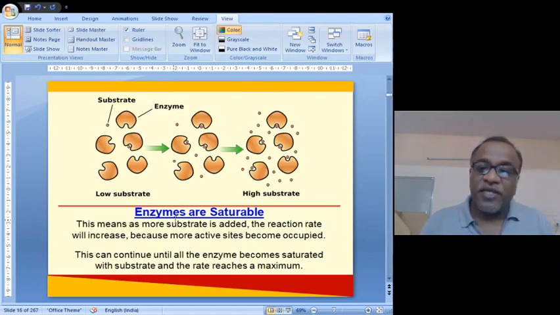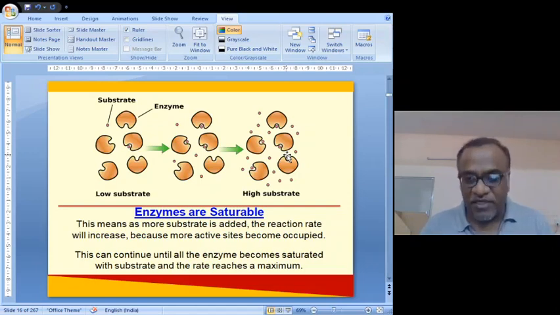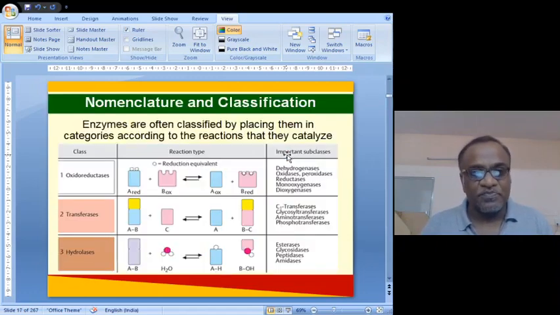Now, are the enzymes saturable? Yes, this means as more substrate is added, the reaction rate will increase because more active sites become occupied. This can continue until the enzyme becomes saturated. When we say saturated, that means all the active sites are completely filled up by the substrate molecules. So this can continue until all the enzyme becomes saturated with the substrate and the rate reaches a maximum. So we say that the reaction is proceeding at maximum velocity.